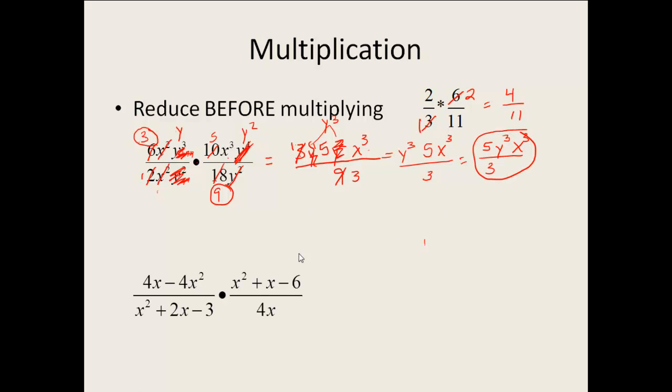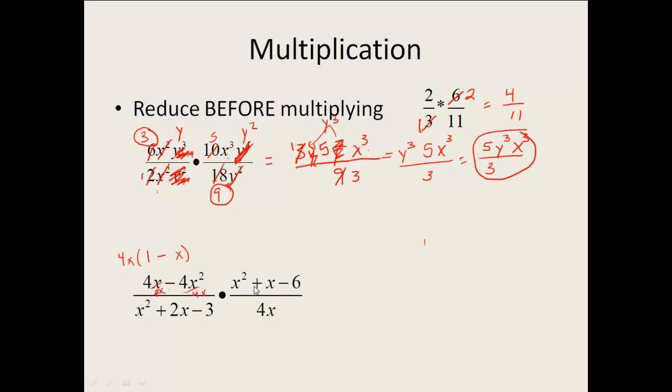Here's another one. On this top one, I cannot cancel out this 4x and that 4x because my top is not written in terms of multiply yet. So I need to see if I can factor this. And as I look at this, I notice I can pull out a 4x from both terms. And when I do that, I'm going to be left with 1 minus x.